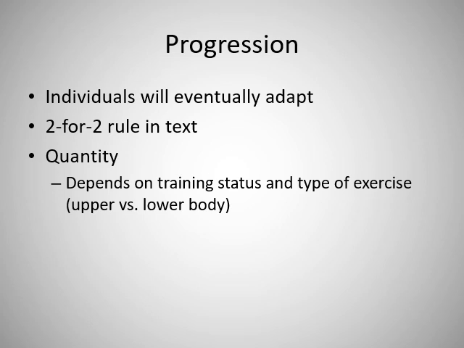It depends on your training status and the type of exercise, particularly for the upper body versus lower body. So upper body movements tend to increase a little bit slower than lower body movements just because the amount of muscle mass that you're using isn't quite as great. So typically you could progress the lower body a little bit faster than you will with the upper body. And you'll see the same thing when you're warming up for max effort attempts. Typically your jumps with the lower body are going to be greater.